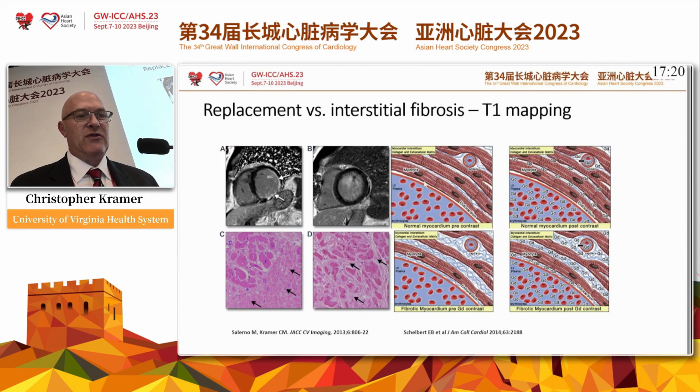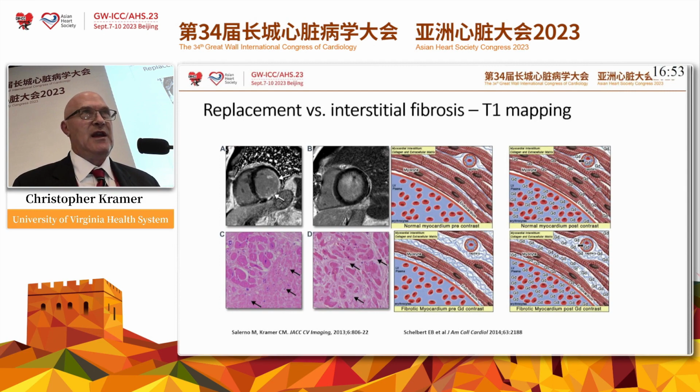So on the top left is a normal patient. If you infuse gadolinium in a normal and image a few minutes later, there's a little bit of gadolinium in the interstitial space. In a patient with extensive interstitial fibrosis, shown as this blue lacy material, if you infuse gadolinium and image 10 or 15 minutes later, there are many more molecules of gadolinium within the interstitium because of delayed washout and increased volume of distribution.